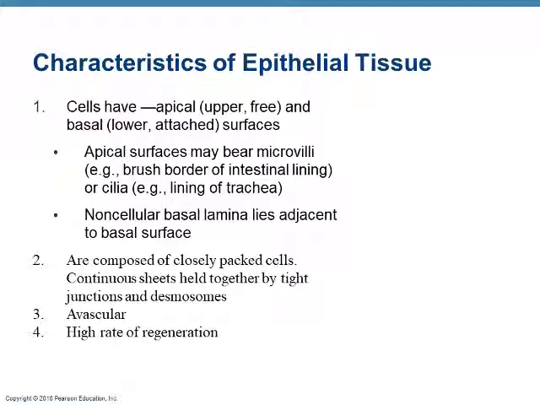Avascular: epithelial tissue does not have any blood vessels. No capillaries, no blood vessels are present. Now the question is then, these are alive cells, living cells, then how they survive if they don't have the blood vessels or capillaries? They get nutrition and oxygen from the underlying connective tissue. This is the connective tissue. Always under the epithelial tissue you will find the connective tissue support. So this is the connective tissue and you have blood vessels here. So from here, by diffusion, nutrition and oxygen goes there to keep them alive.